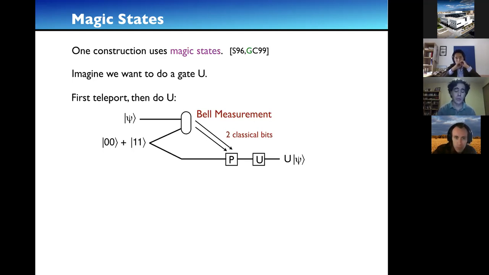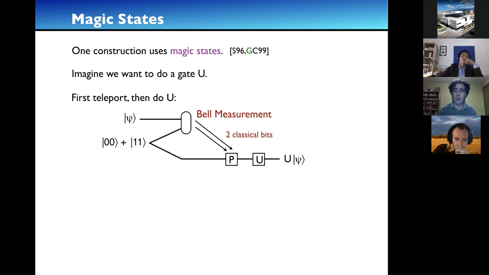Okay, so how do we use this to do gates? Well, suppose that Alice and Bob wanted to do the gate U on the state psi. So one thing they could do is teleport from Alice to Bob, and then Bob could do the gate U. And then, of course, what they get out is U psi. Now, that's pretty dumb because they haven't simplified the implementation of U at all. They've made it more complicated by adding this teleportation step in between.